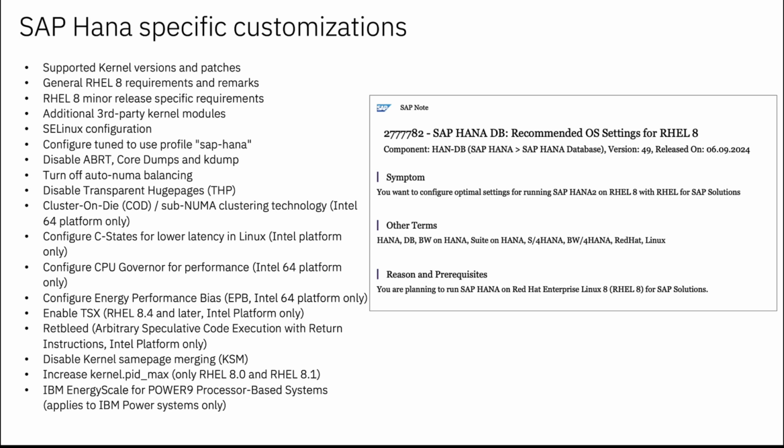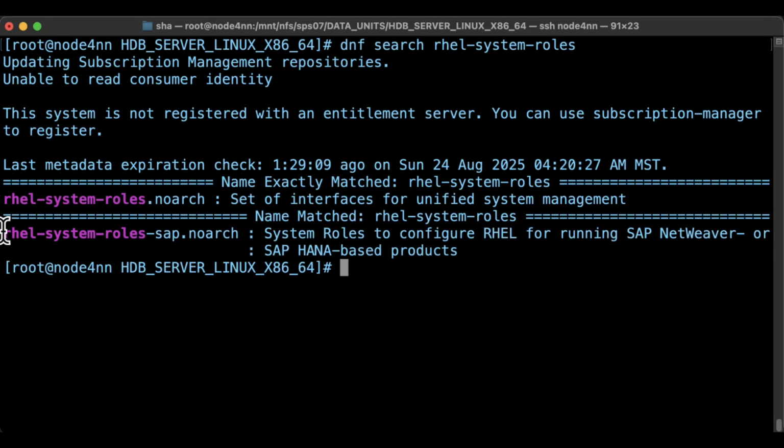Having completed the storage setup, let us now begin with HANA customizations. The SAP support note 2777782, available for the RHEL 8 operating system, is used here. As part of customization, RHEL system roles for SAP are installed.